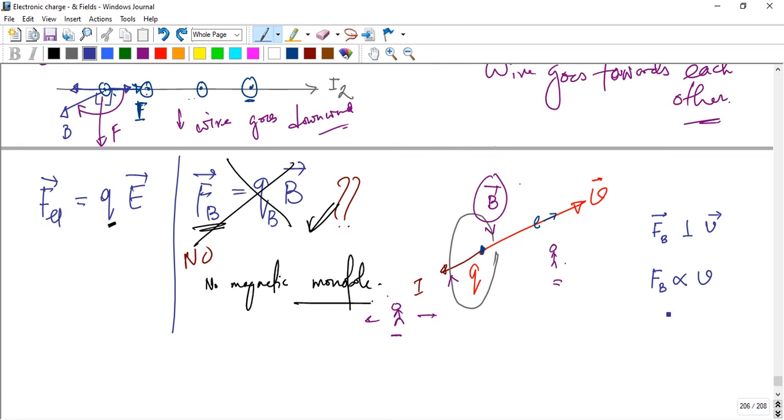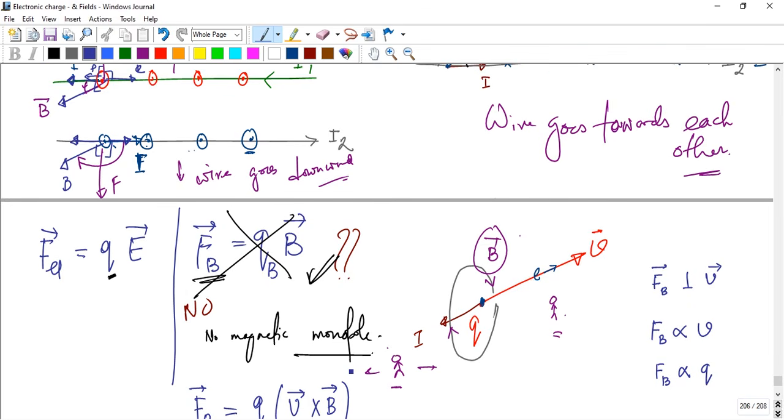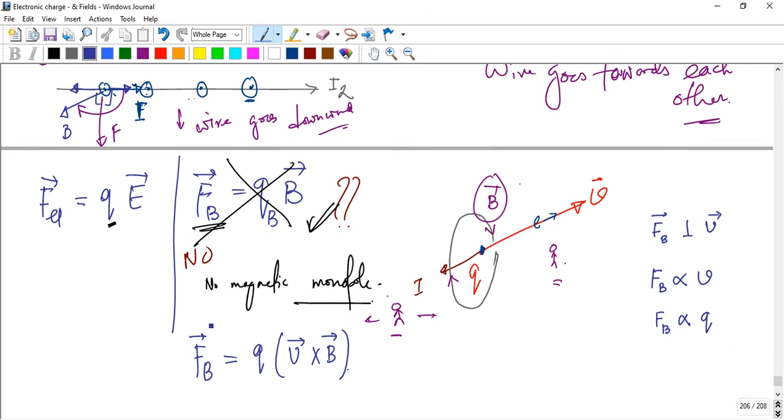Now here the magnetic force is similarly directly proportional to the charge Q. Okay, so here the magnetic force is equal to Q, the charge, times V cross B. V cross B. That's the final answer. And we see that there is a V cross B, we get the final answer for the force here.